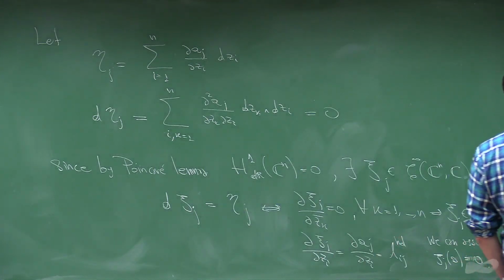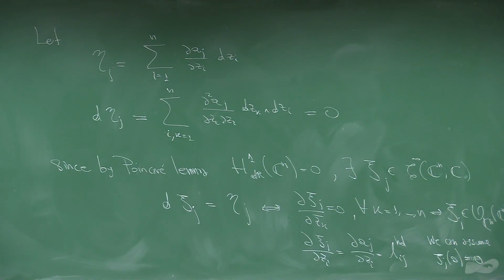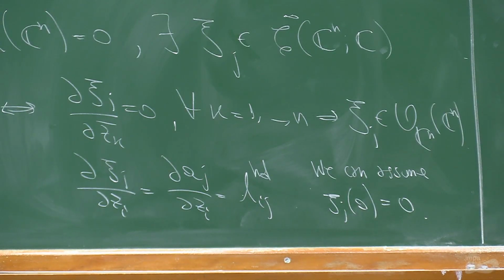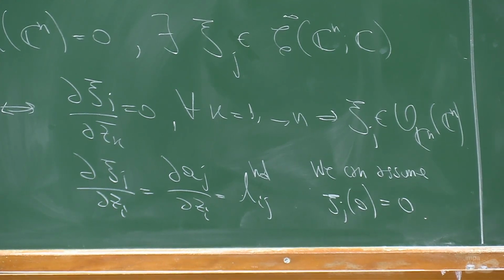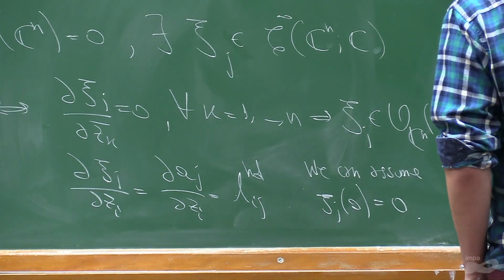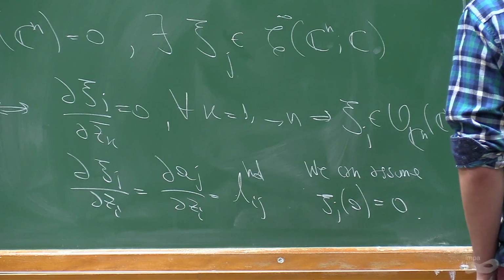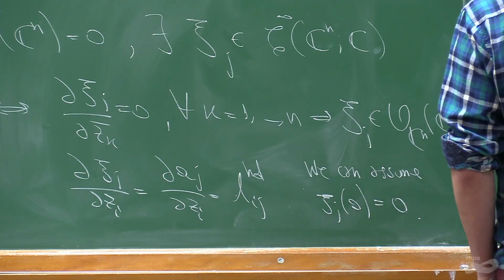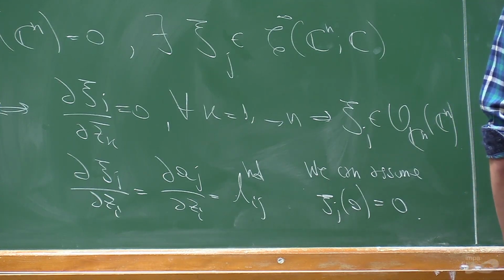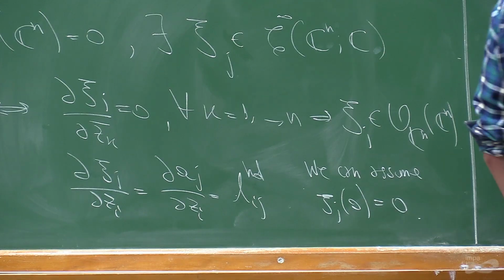So we are done here, because with this we can now take the following coordinates. Considering z_i prime defined as z_i plus chi_i.